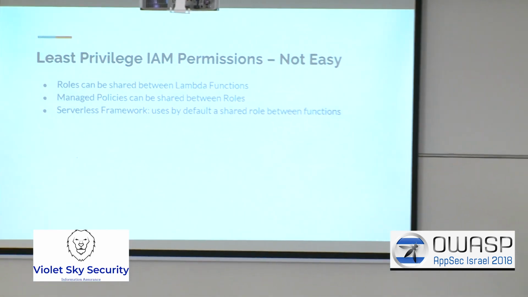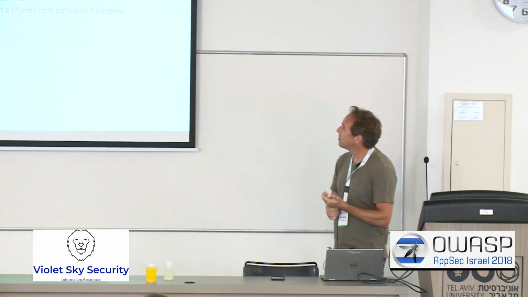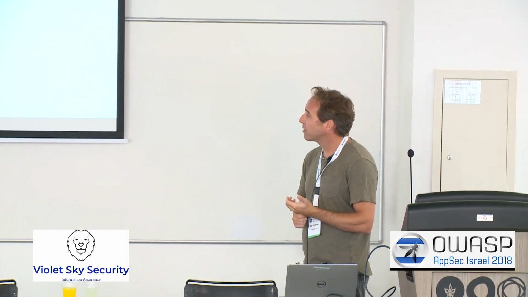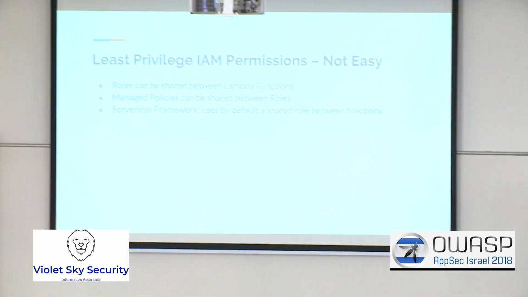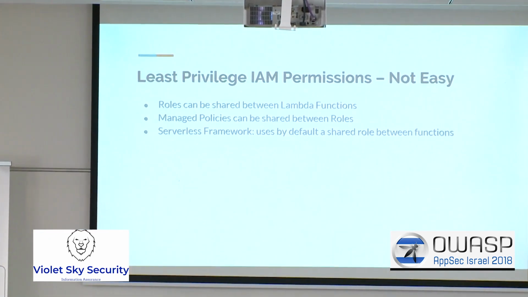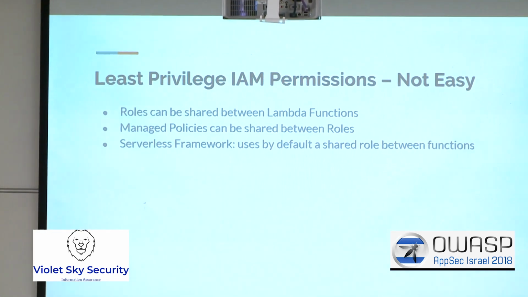Additionally, there's a very good framework called the Serverless Framework, which is very popular for managing Lambda functions, and this actually uses by default a shared role between functions. You would see a lot of examples and a lot of tutorials which are using this framework, and they promote this kind of form of using a single role for many functions. So obviously when you're using a single role for many functions, they're not running with minimal permissions.